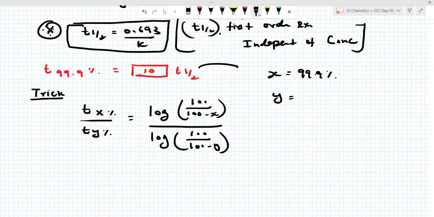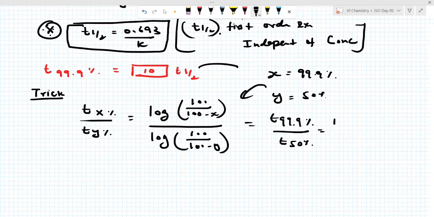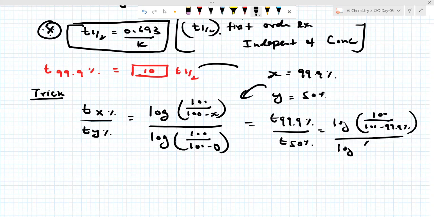99.9%. What is y? 50%. Okay, you just apply these two values to this equation. Now T 99.9% by T 50%: log of 100 by 100 minus 99.9 by log of 100 by 100 minus 50. Okay, we just do the calculation.